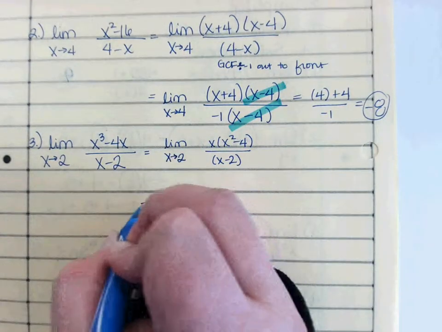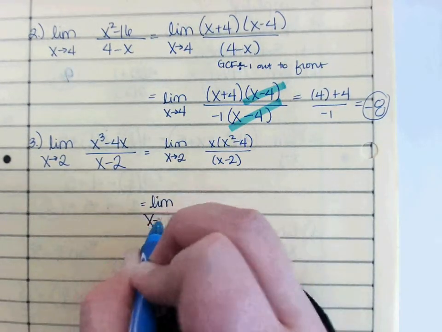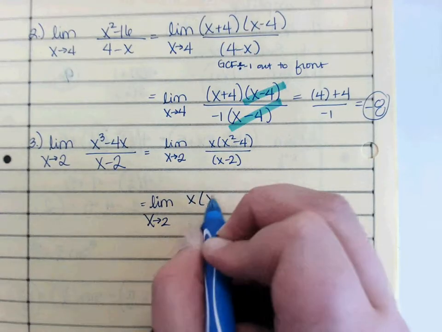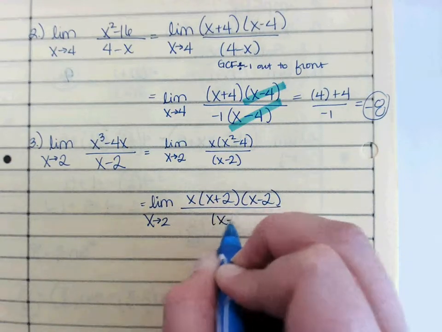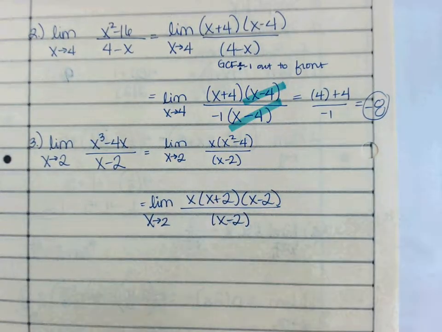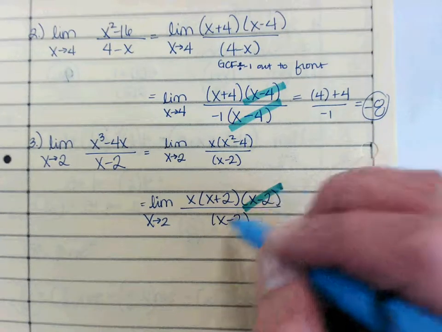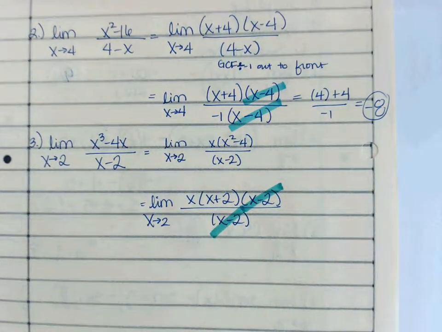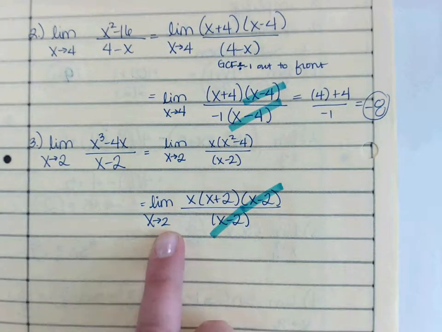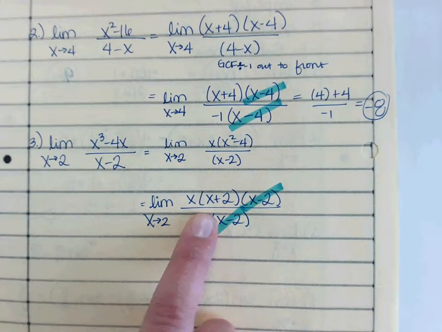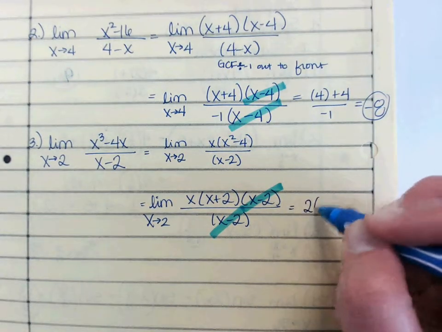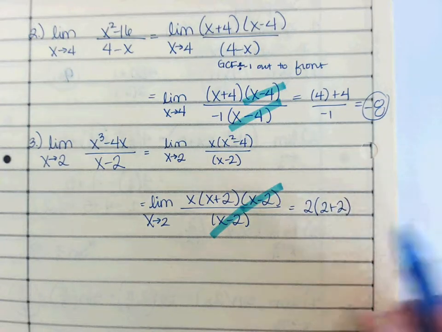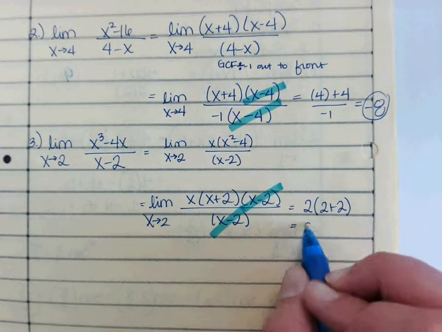Break it down one more time here. So it's x, x plus 2, x minus 2, over x minus 2. And then these guys here can cross out. And remember, after you cross out, the point of that is you're plugging into the leftovers. So if I take this 2 and I plug it in here, what are we going to get? Yeah, it'd be 2 times 2 plus 2. That'd give me 4 times 2, which is 8.